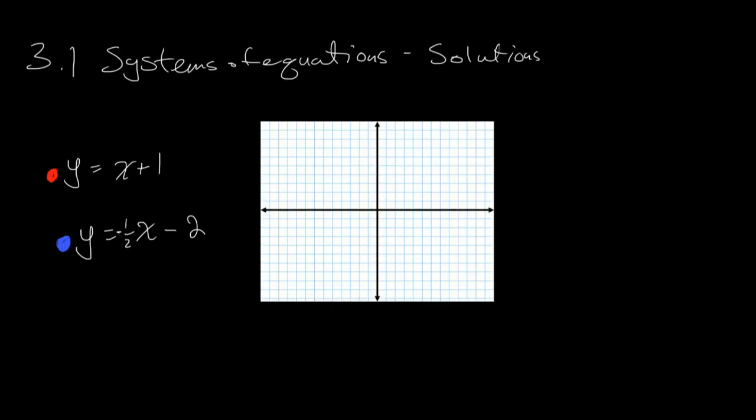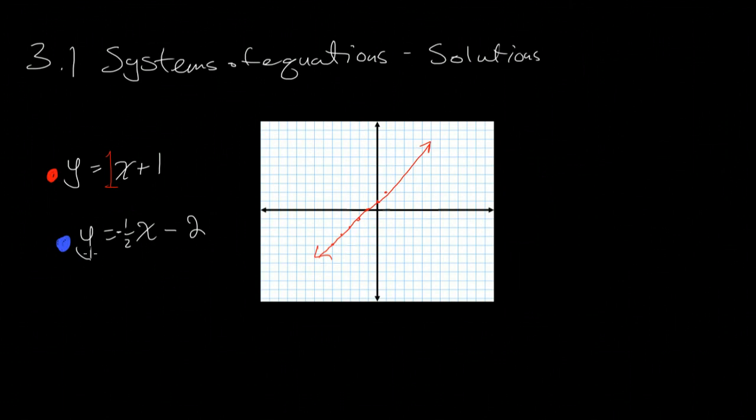So in red, let's go ahead and graph the first line, y is equal to x plus 1. So here is our y-intercept there, and our equation has a slope of 1. So we'll go ahead and put our next point there. And let's go this way, there. And we will say that our line looks something like that. Not perfect, but you get the gist of it.